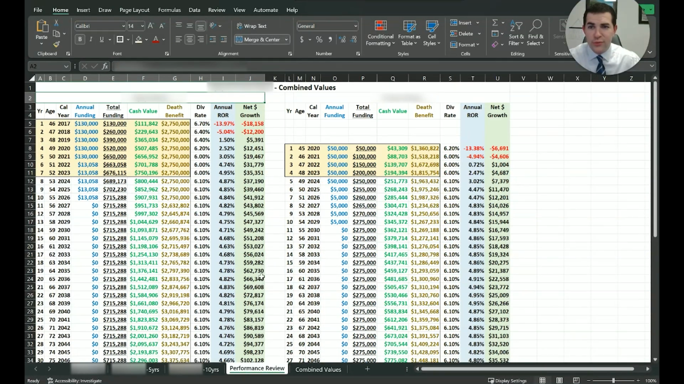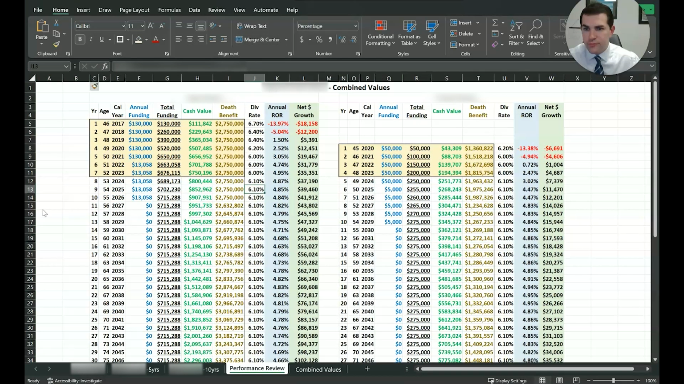On to the performance review. What I put together here is as follows. So we had touched on this during our call last week. What's highlighted in yellow, again, represents what has already happened. But to the right of that, we've got the dividend rate. So the dividend rate represents what the dividend rate was with MassMutual for that particular year.